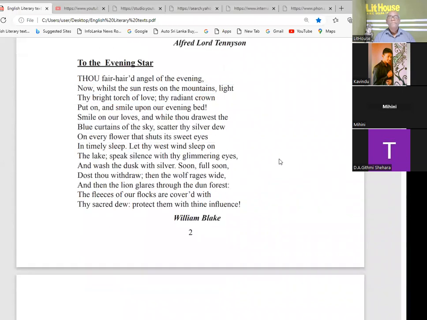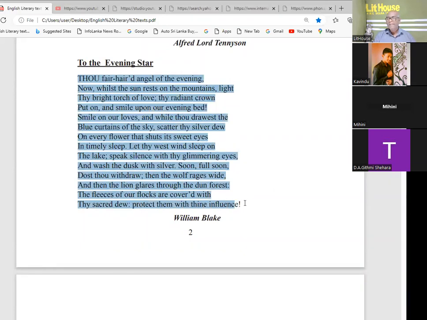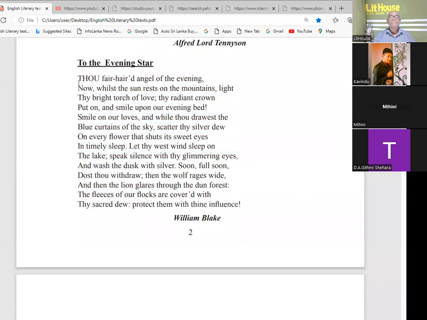Now, this sonnet structure. It's a sonnet structure. What is sonnet structure? This poem has 14 lines. Put the numbers before lines. Thou fair-haired angel of the evening, number 1. Now, whilst the sun rests on the mountains, number 2. Then you will find 14 lines. We call that 14-line poem a sonnet.